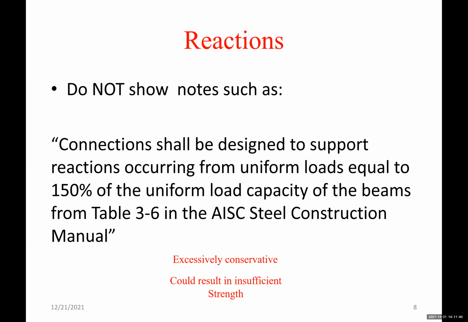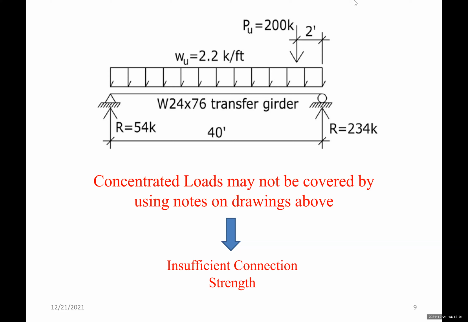So here, for example, if we have a beam like this, we have the uniformly distributed load for this beam like many other beams, 2.2 kip per linear foot, for example. But if we have such a note, we may ignore a beam that is supporting a concentrated load like this, 200 kips, at a distance of 2 feet from the right support. So look at the reactions. The left support has 54 kips. The right support has 234 kips. So this may result in an inefficient connection design, and also may result in a failure if this is not done properly. But if this beam is on the plans and we show that at that end we have 234 kips, then the connection designers will design for that force.